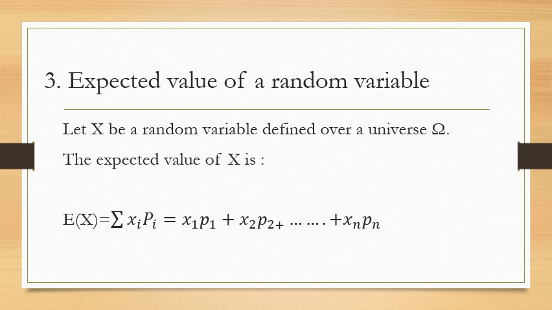Expected value of a random variable. Let x be a random variable defined over a universe omega. The expected value of x is E of x equals sigma xi pi equals x1 p1 plus x2 p2 plus etc. xn pn. That means the first value times its probability plus the second value times its probability plus the third value times its probability, etc. till the last value times its probability.